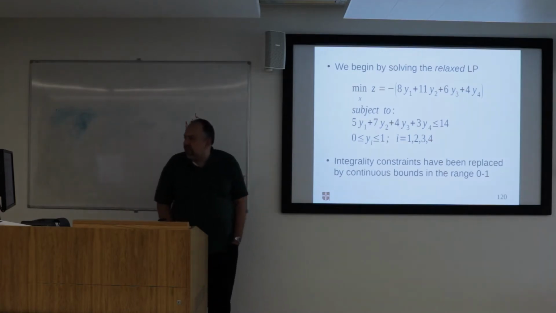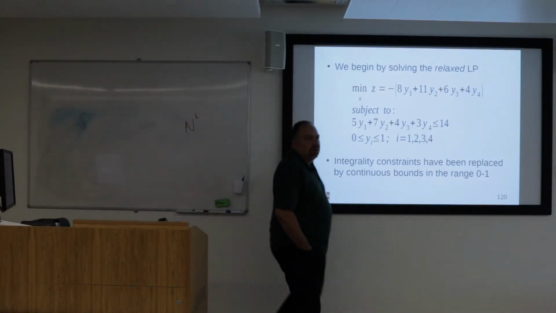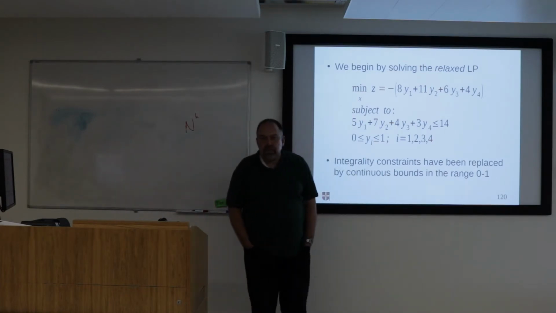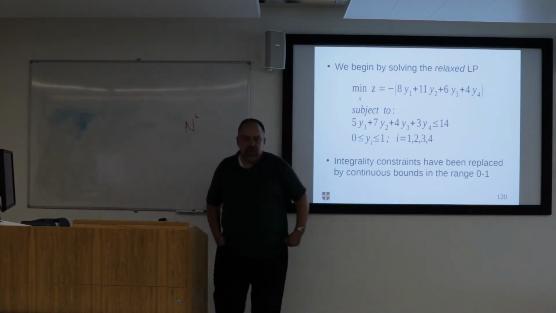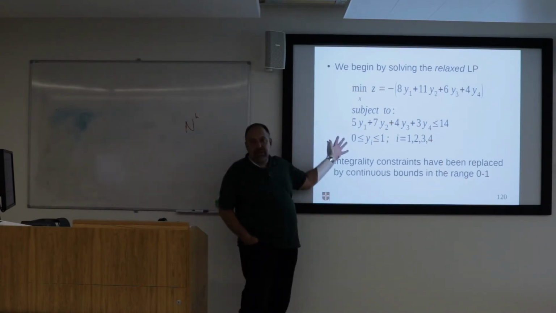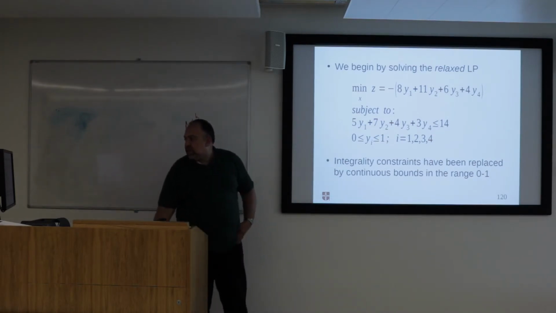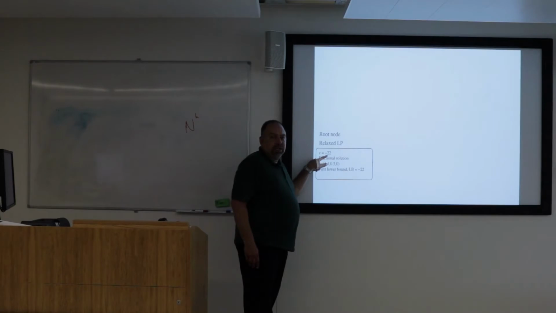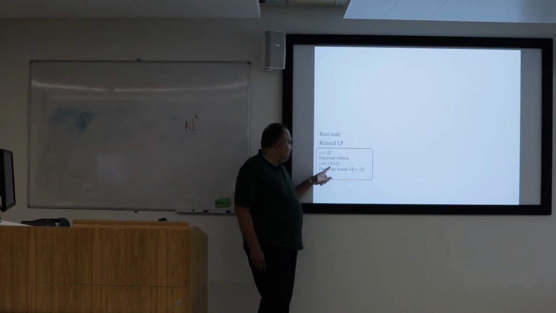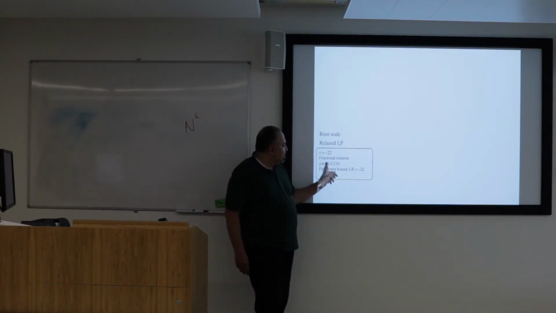So we begin by solving the relaxed problem. We ignore the fact that we had 0, 1 constraints, and we just relax y within the range 0, 1. I can solve this readily with the simplex method, or any method. When you solve it, you find that the optimal objective is minus 22, and also that all of the variables are integer, 0, 1, except the third one, it's 0.5. So it's not good for us.